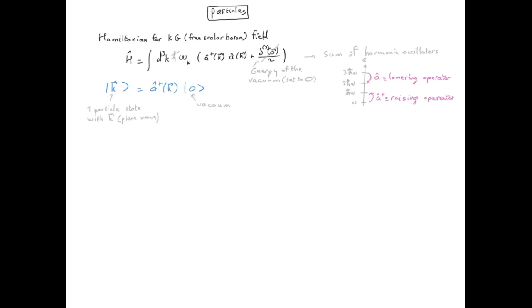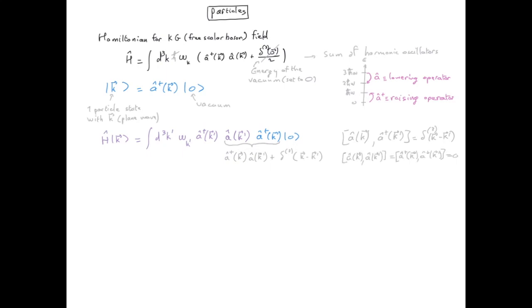Let's measure the energy of this state by applying the Hamiltonian on it. We can swap A and A dagger using their commutator. So far, the only thing we know of our A and A dagger is that they have to obey these commutation relationships, which we introduced in order to recover the right commutator at equal time between the field and its canonical momentum conjugate. But this doesn't fix entirely A and A dagger.